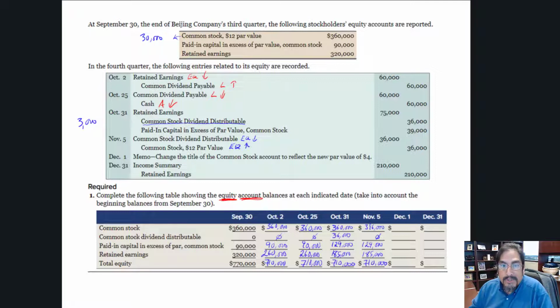On December 1st, we changed the par value. So there isn't any changes to any balances. It was just a change, and I say just, it's important, but in the dollar amounts in the accounts, nothing's changed there. So everything remains the same. These balances just carry over.